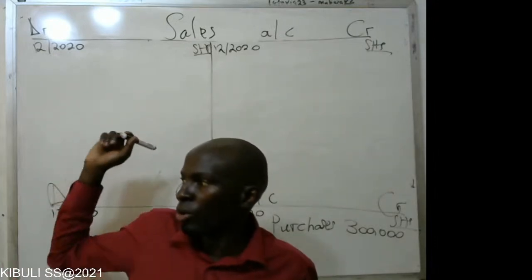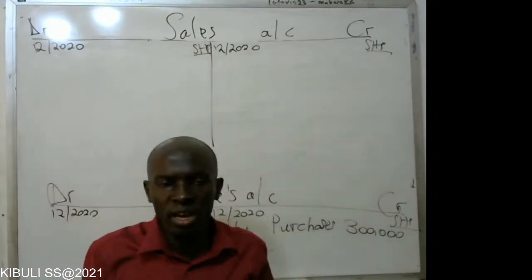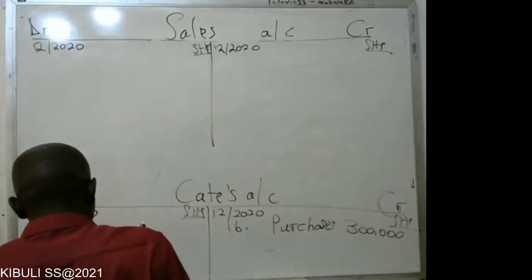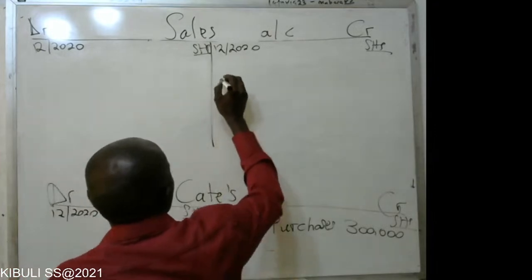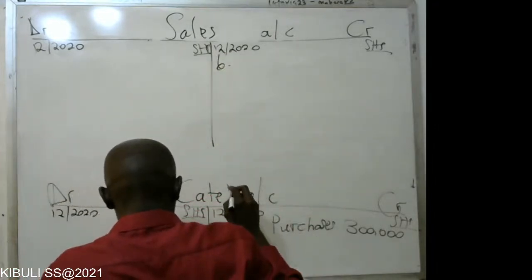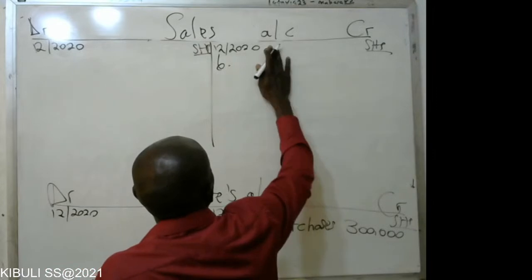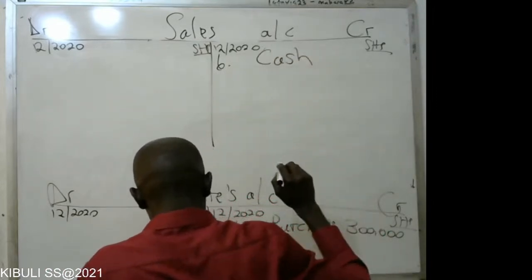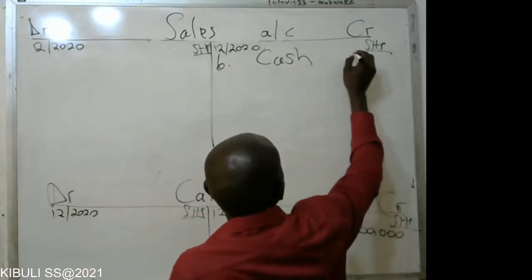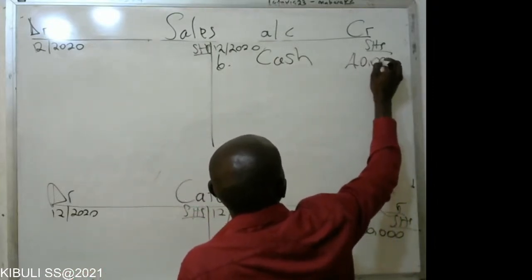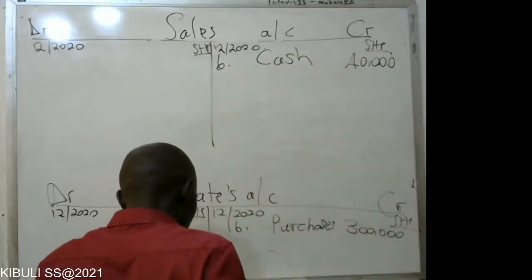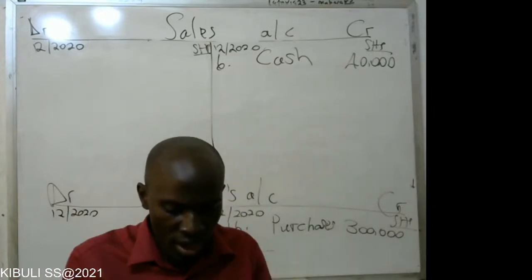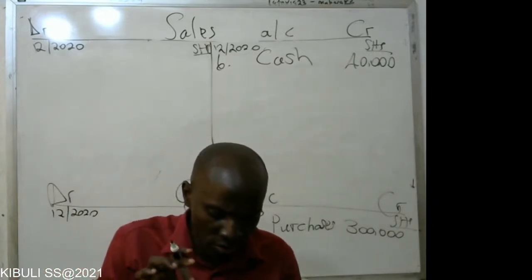So you cannot record the sales account receiving anything in the debit. So you come here and record on 6th. Sales account gave out to cash. How much was it? 40,000. Then look through the information. Is there any other account that affects sales? Yes.